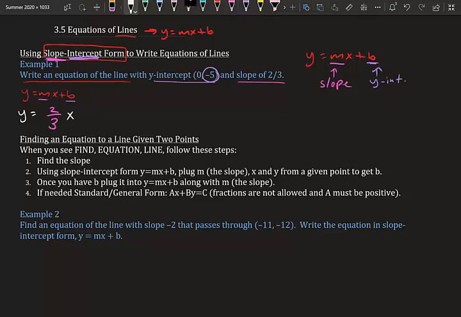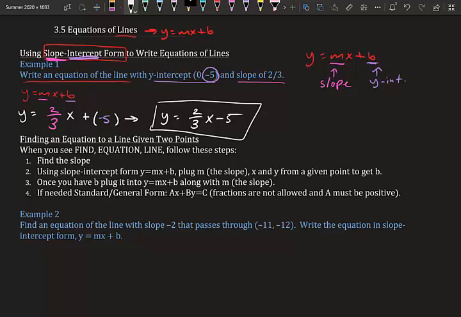X always goes on the side, plus b. So we don't do plus minus. We wouldn't write it that way, right? We would write it instead, y equals 2/3 x minus 5. So that is our equation of a line, given this intercept and a slope.